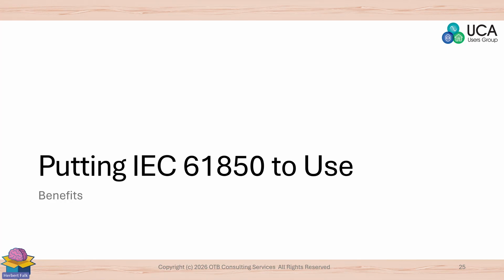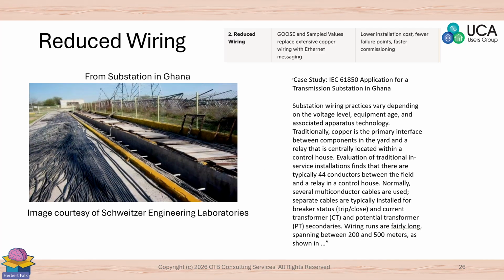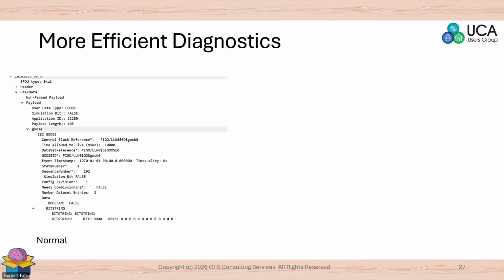And the benefits, putting it to use. Well, we talked about reduced wiring. Copilot got that right. This is an example of how much wiring was actually able to be pulled out of a substation due to converting to 61850. It also can provide more efficient diagnostics.